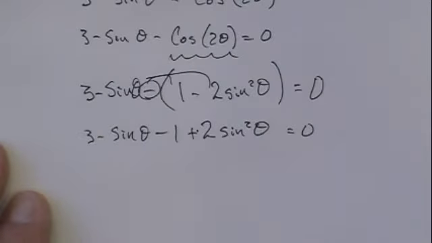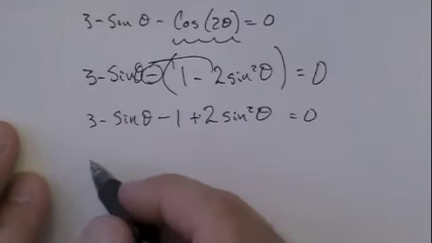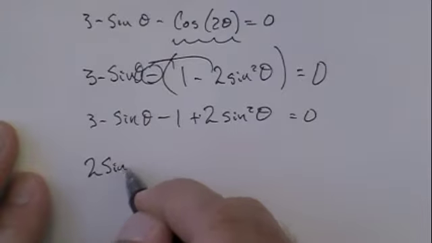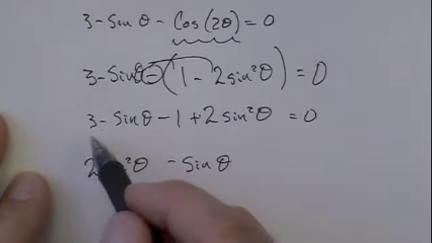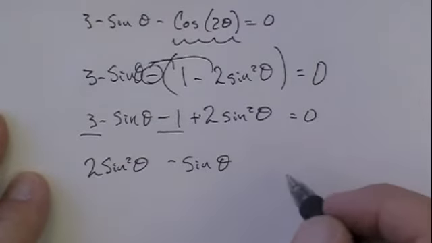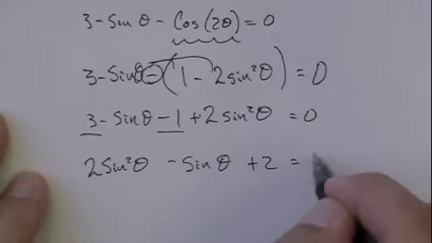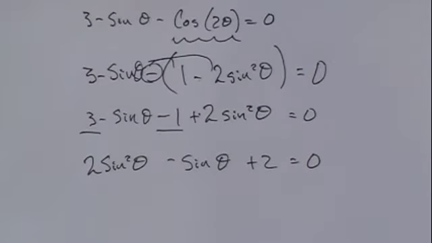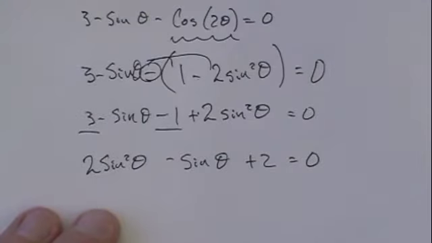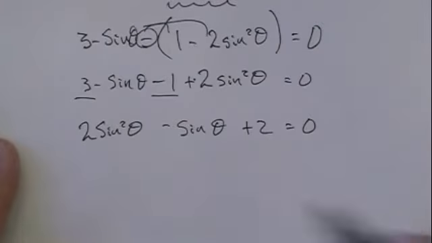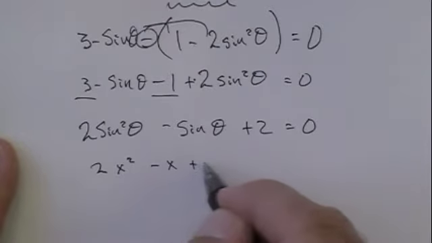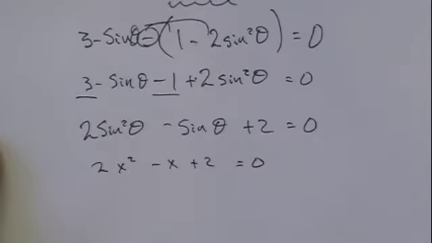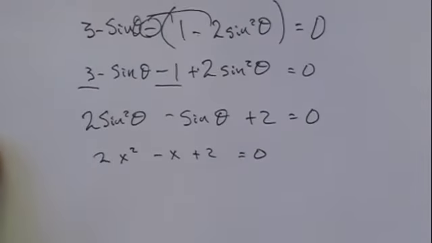So now if we rewrite this, let's put it in order more like a quadratic. So we have 2 sine squared theta minus sine theta. Then we have a positive 3 and a -1, so that gives us plus 2 equals 0. So now let's see, 2 sine squared theta minus sine theta plus 2 equals 0. Well, if we think of this as 2x squared minus x plus 2 equals 0, there isn't any way that we can factor this.